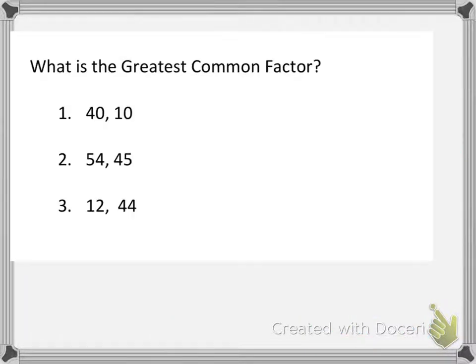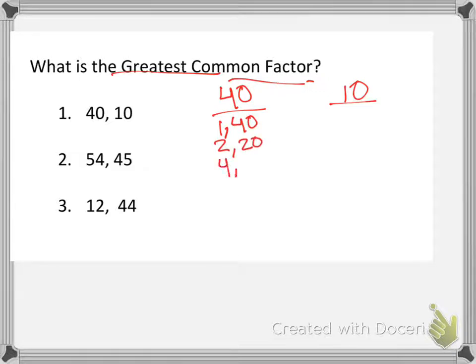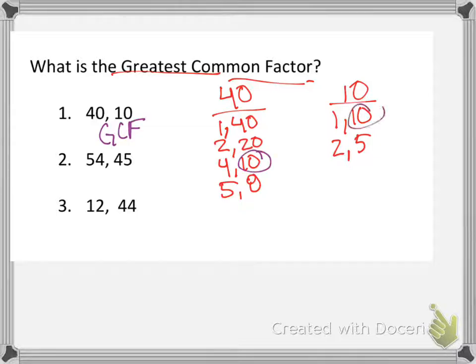But first, let's practice finding the greatest common factor just a little bit more. So if I were to find the greatest common factor between 40 and 10, I would list out all my factors of 40. So 1 and 40, 2 and 20, 4 and 10, 5 and 8, and all my factors of 10, 1 and 10, 2 and 5, and I look at that list, and the greatest common factor between them, my GCF, is 10. My biggest one is 10.